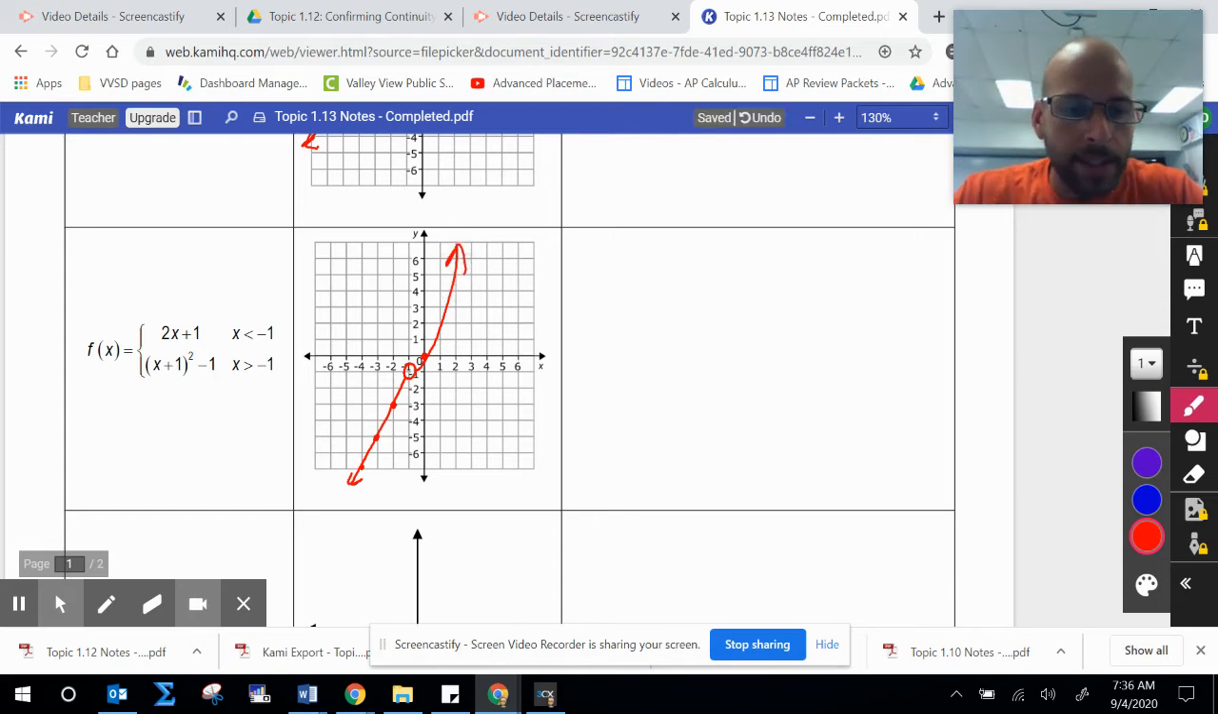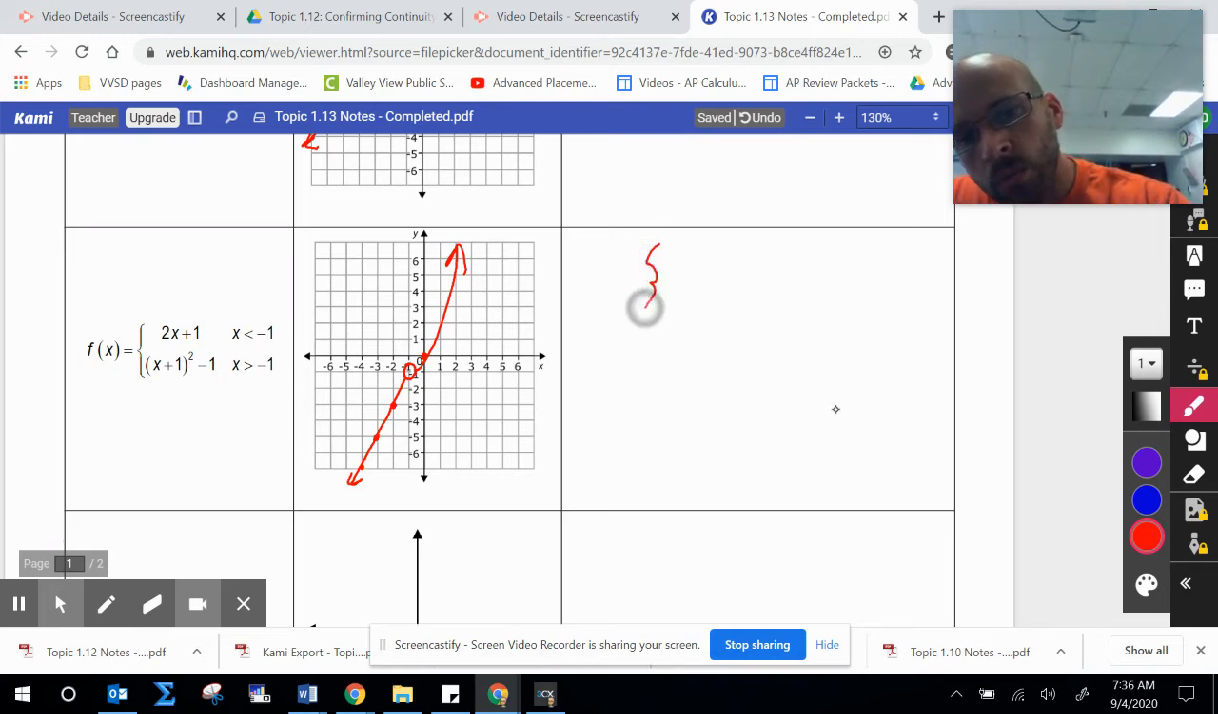And now I want to make this continuous. There's a very easy way to do this. All I need to do is define that missing point. The left side and right side link up. There's a removable discontinuity there. But the question is, how do I fill in that removable discontinuity?